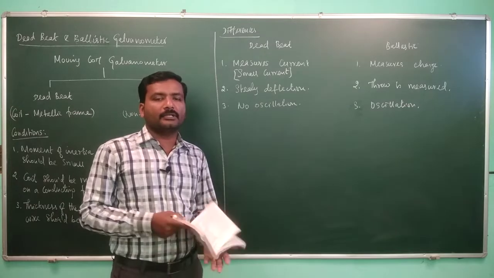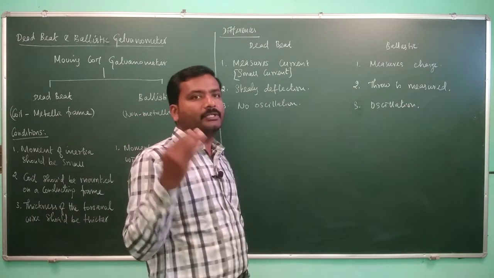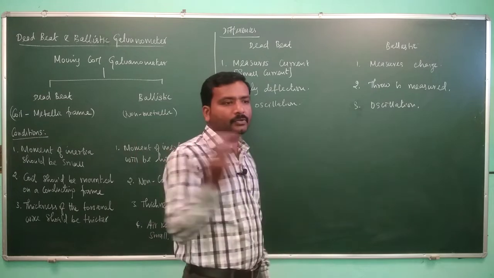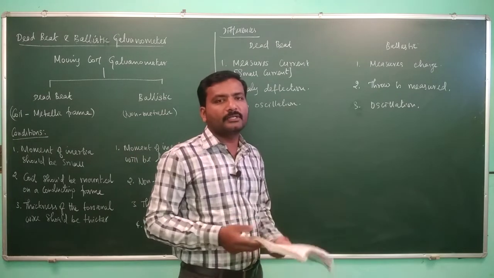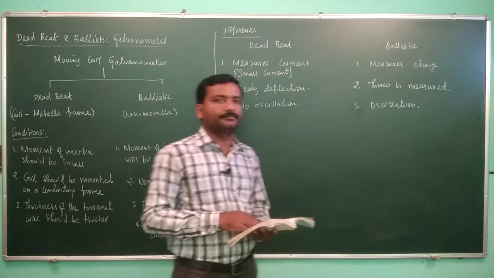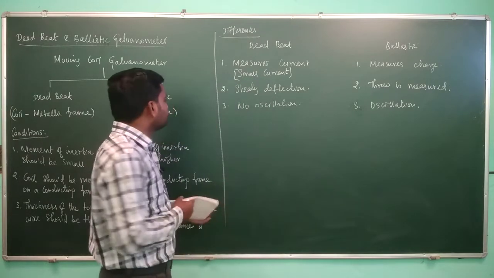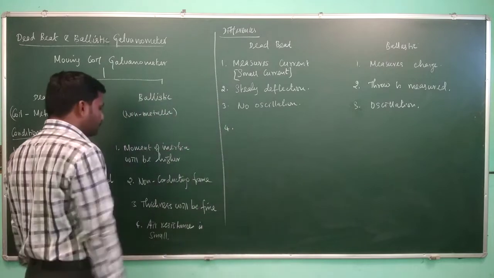On the application of the impulse, the momentary charge in the ballistic galvanometer, there exists a throw. Subsequently, the spot of the light will go for a back and forth oscillation before dying to zero. So there exists an oscillation with a definite frequency. And these are the other points that we have mentioned here.